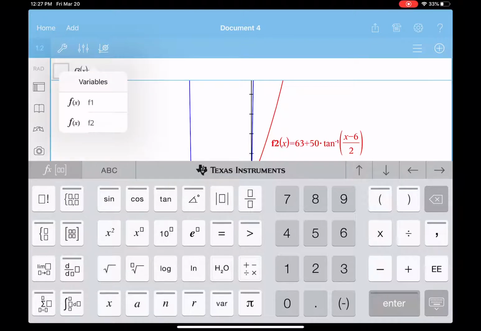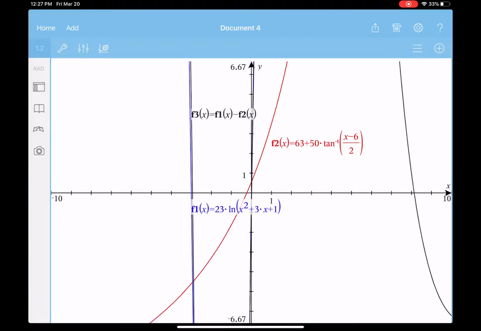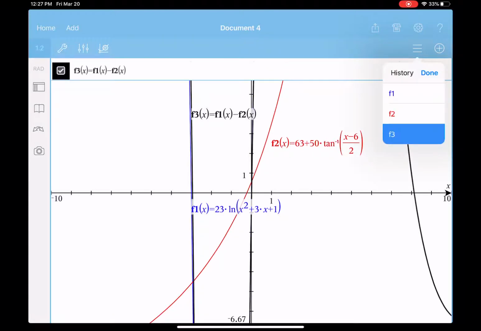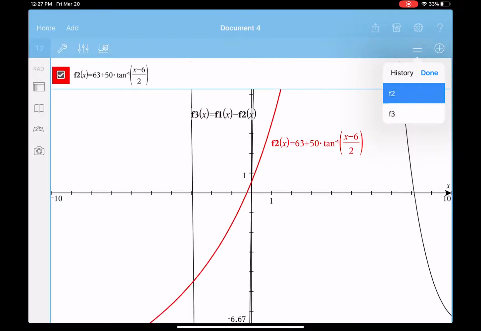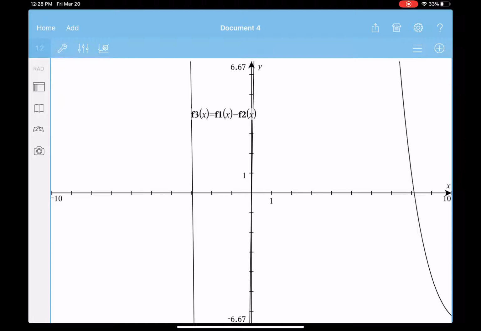So I'm going to go to vars, f sub 1 of x minus f sub 2 of x. Hit enter on that one. And now my graphs are totally confusing, so I need to get rid of some of these. So the hamburger menu here, I'm going to go up to F1, and I'm going to tap the check mark and turn it off, and then do the same thing with F sub 2. Turn that one off because we don't need it. And now we have our two functions.